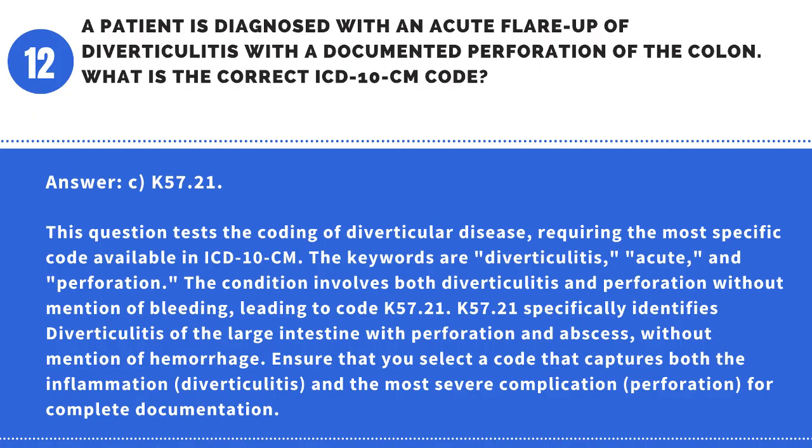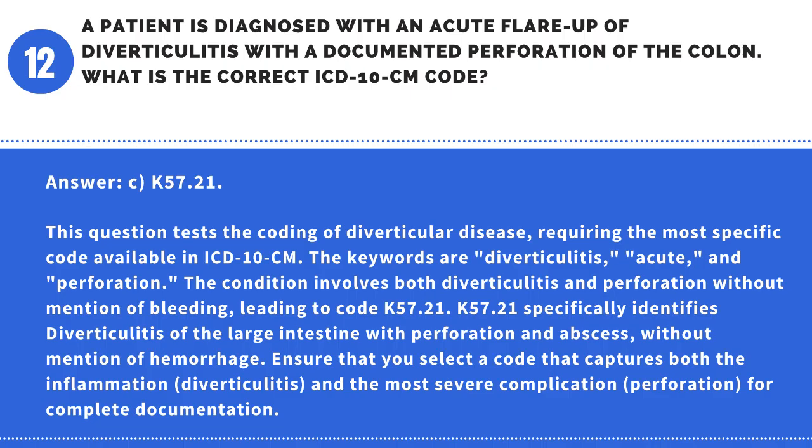K57.21. This question tests the coding of diverticular disease, requiring the most specific code available in ICD-10. The keywords are diverticulitis, acute, and perforation. The condition involves both diverticulitis and perforation without mention of bleeding, leading to code K57.21.